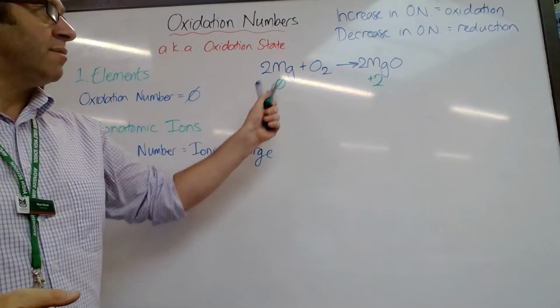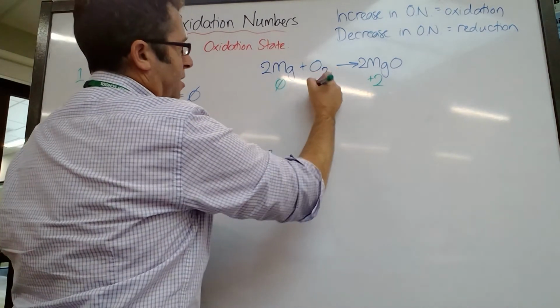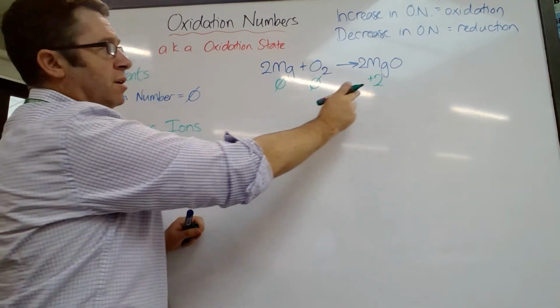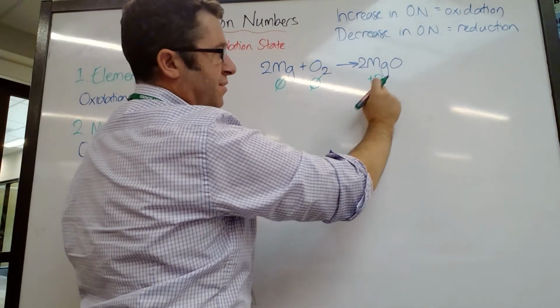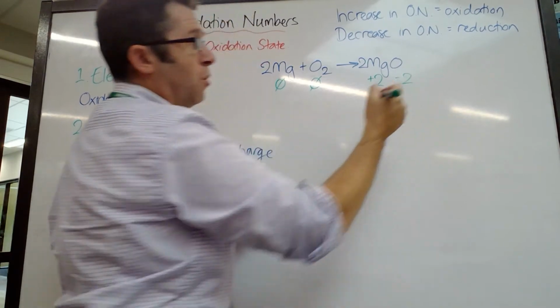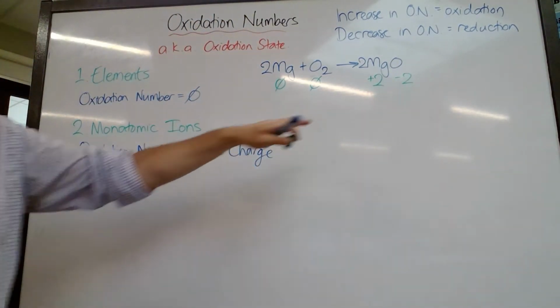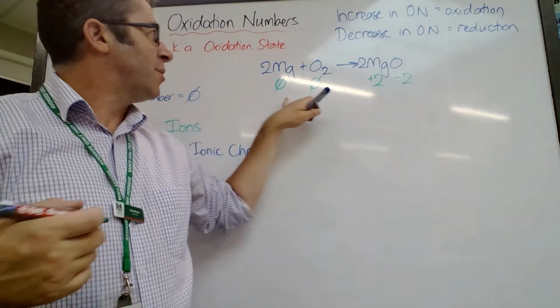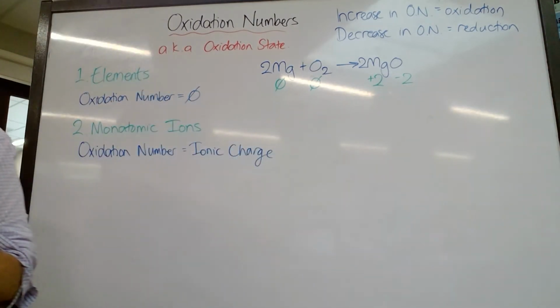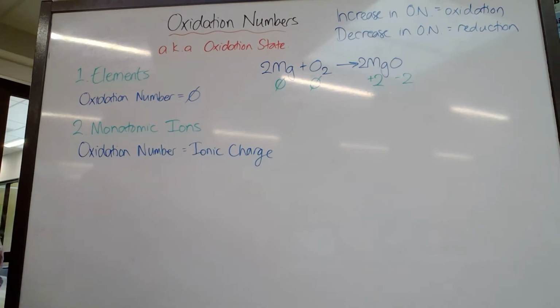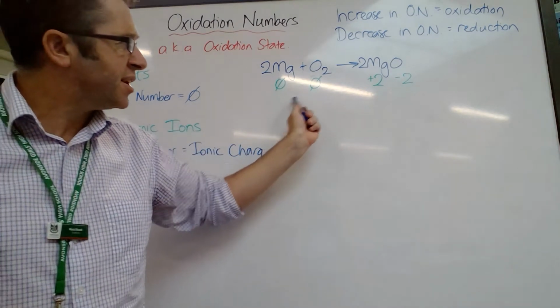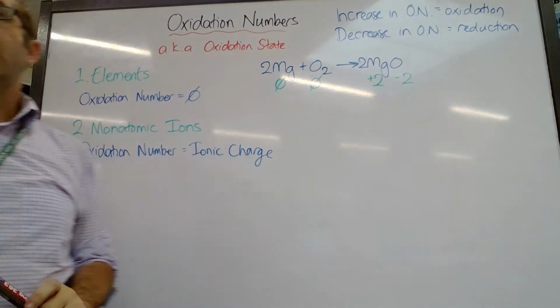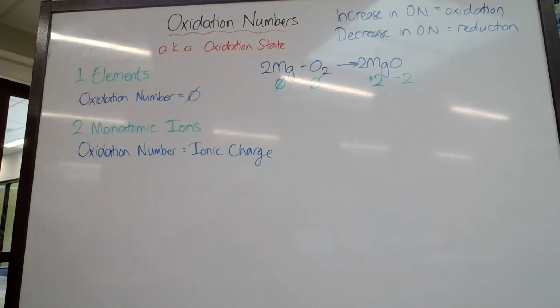It's interesting to notice that the sum of these oxidation numbers, 0 plus 0, is 0, which is the same as the sum over here: positive 2, and oxide is a negative 2 ion because it has gained 2 electrons. The sum of these is also 0. So you can check pretty quickly if you've got the right number of electrons being exchanged by looking at whether the oxidation numbers match up. After this, it gets a little bit trickier.